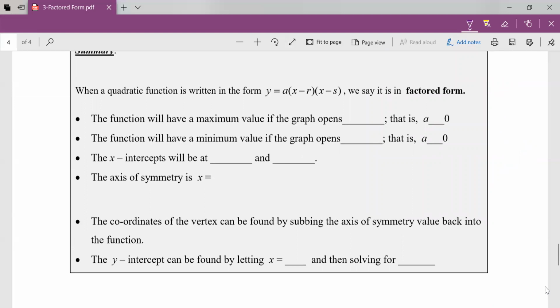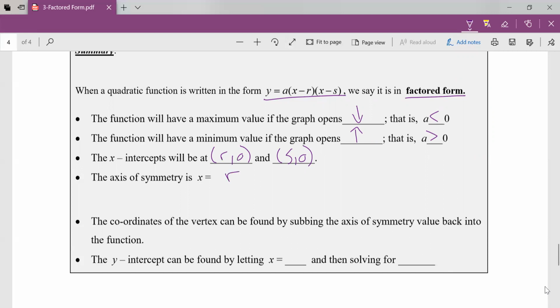So when a quadratic function is in this form, we call it factored. And the beautiful part here is it gives us the x-intercepts. So the function will have a maximum value if the graph is opening down. That's when a, the lead coefficient, is less than 0. The graph will have a minimum when it's opening up, when a is greater than 0. The x-intercepts come from the factors here. And remember, the sign always changes. So at r, 0 and s, 0, whatever those happen to be.